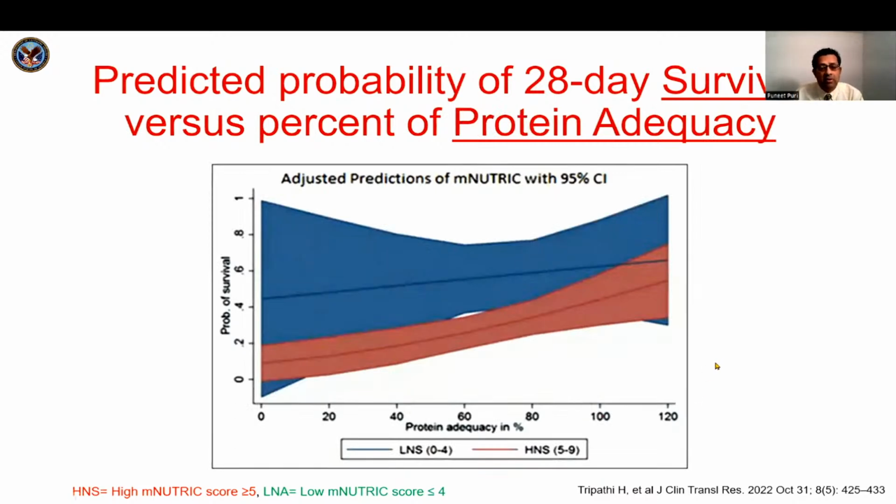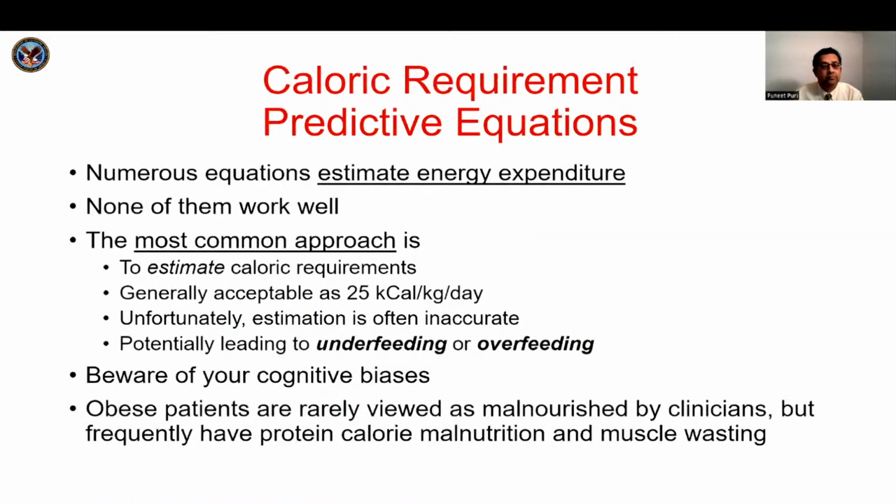Similarly, the survival was directly correlated with adequacy of protein delivery. Shown again on the x-axis is the adequacy of protein delivery, and the y-axis is probability of survival. The red line again reflects the confidence interval for the high Nutri-Score population. And as can be seen here, with improved protein adequacy in these patients, the probability of survival doubled in this patient population.